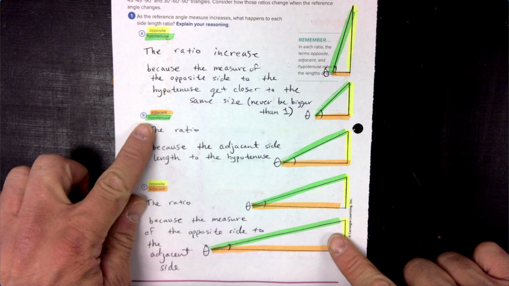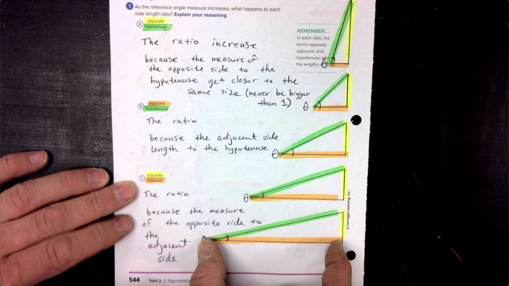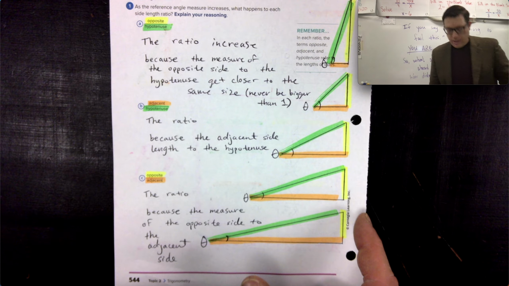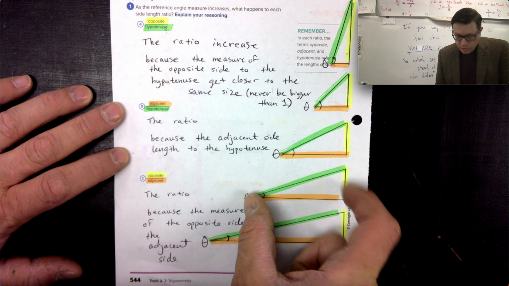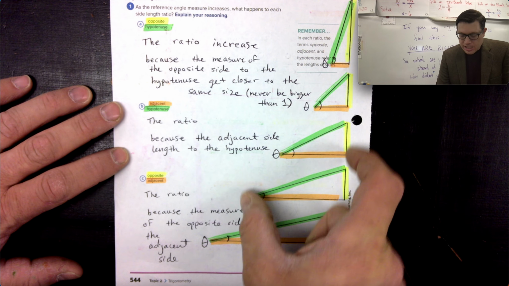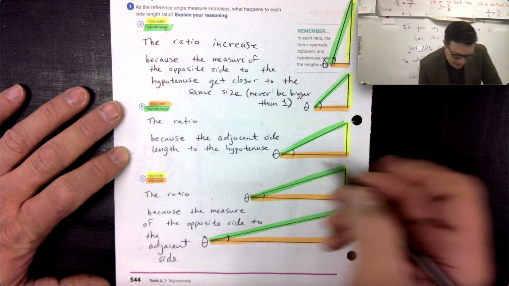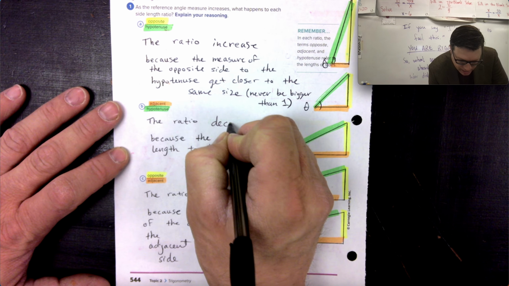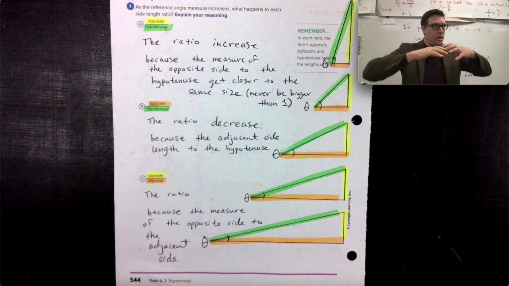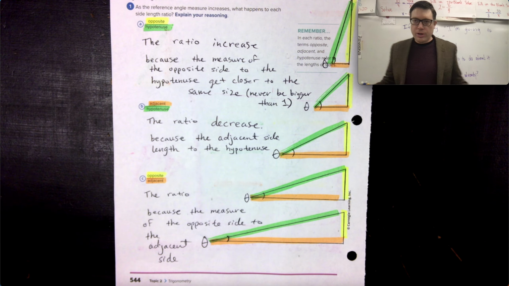On the second ratio, this is the adjacent side to the hypotenuse. So we have a really long adjacent side, almost the same length as the hypotenuse. And then as the reference angle increases, this adjacent side is shrinking and the hypotenuse is getting much, much bigger. So a small number divided by a big number is going to make the ratio decrease. The hypotenuse is becoming more and more increased in size.